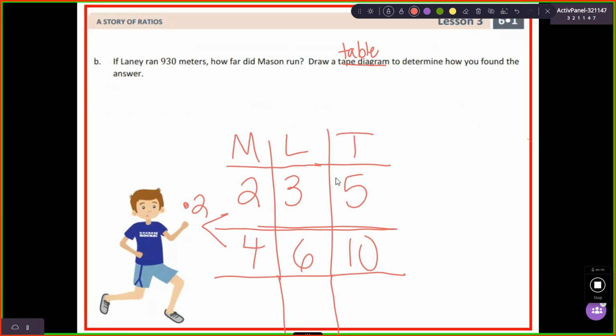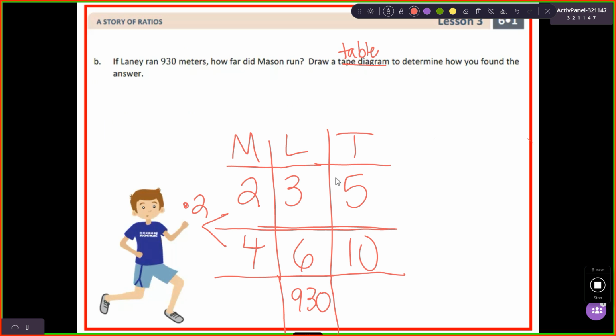If Laney ran 930 meters, oh man, this number just got bigger. I'm going to freak out. No, you're not. I hadn't even read the whole thing. If Laney ran 930 meters, what could I do with 930? Okay, hold on. Put it where? Under Laney. So it will go under 3, 6, and here's 930.